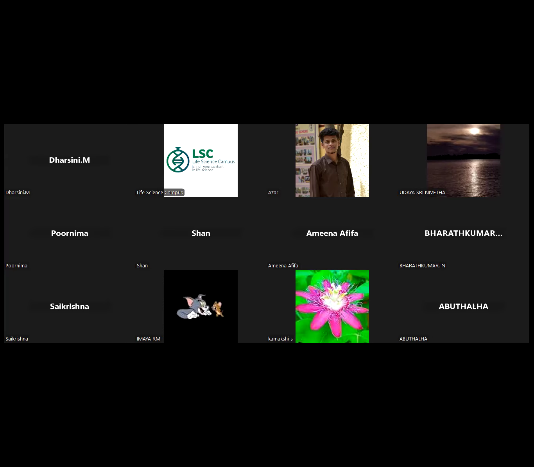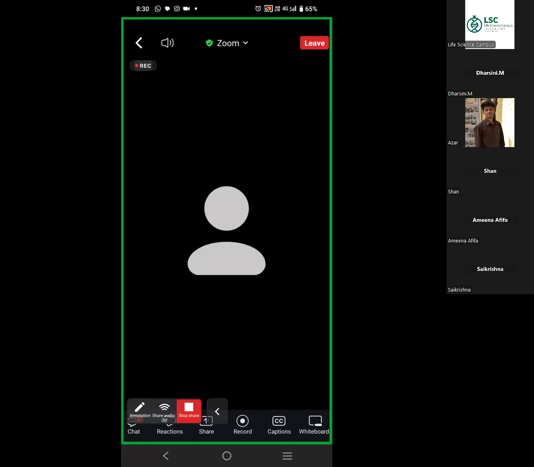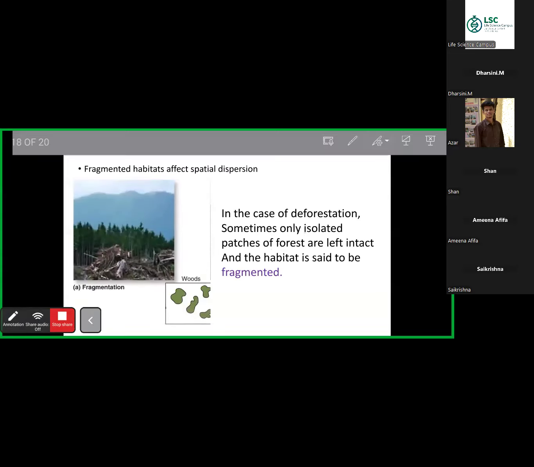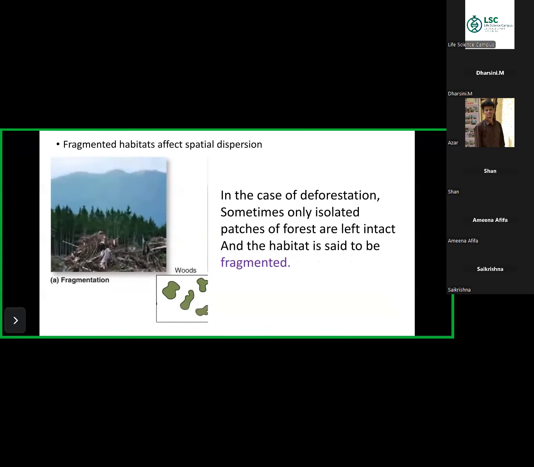Then there will be changes in population size when the habitat gets fragmented. Now we have seen the techniques for counting population size. Now we can move on to fragmentation. So fragmented habitats can affect spatial dispersion. These patterns of spacing may be changed as a result of fragmentation, and there will be changes in the population size.